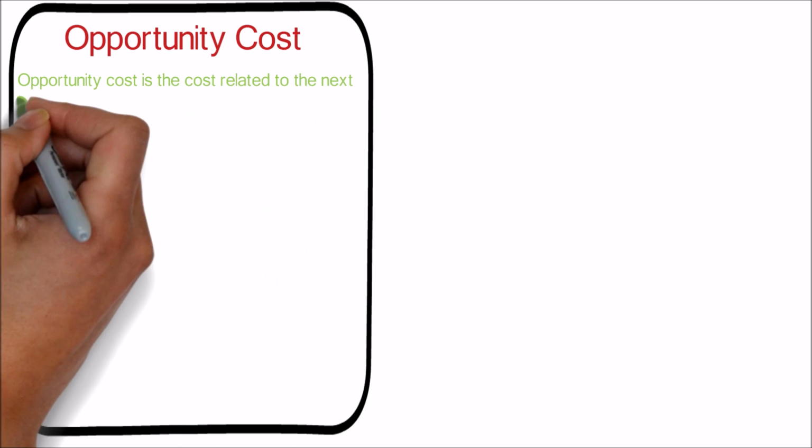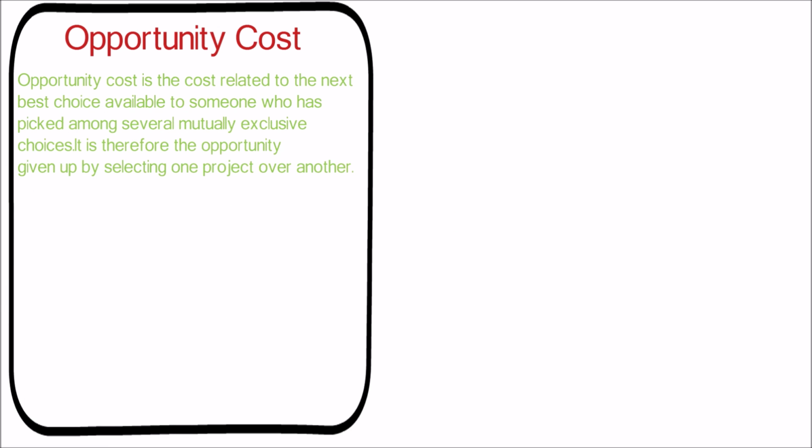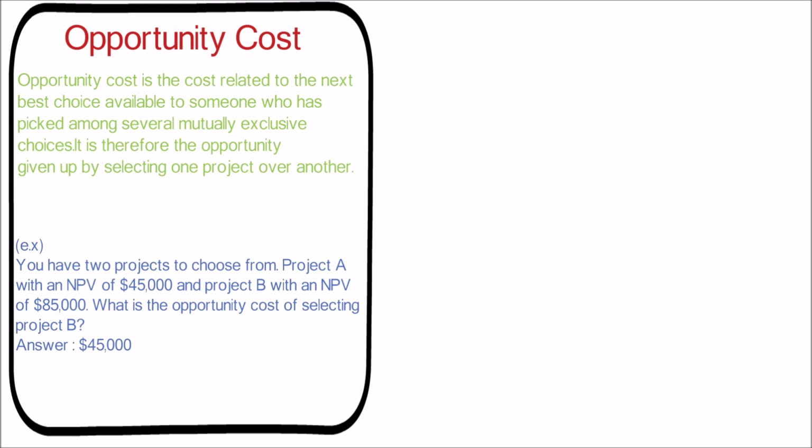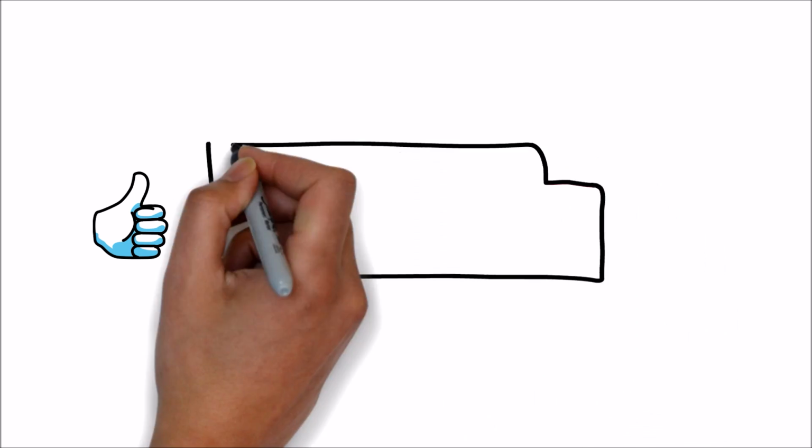Opportunity cost. Opportunity cost is the cost related to the next best choice available to someone who has picked among several mutually exclusive choices. It is therefore the opportunity given up by selecting one project over another. Example: you have two projects to choose from. Project A with an NPV of $45,000 and Project B with an NPV of $85,000. What is the opportunity cost of selecting Project B? The answer is $45,000.